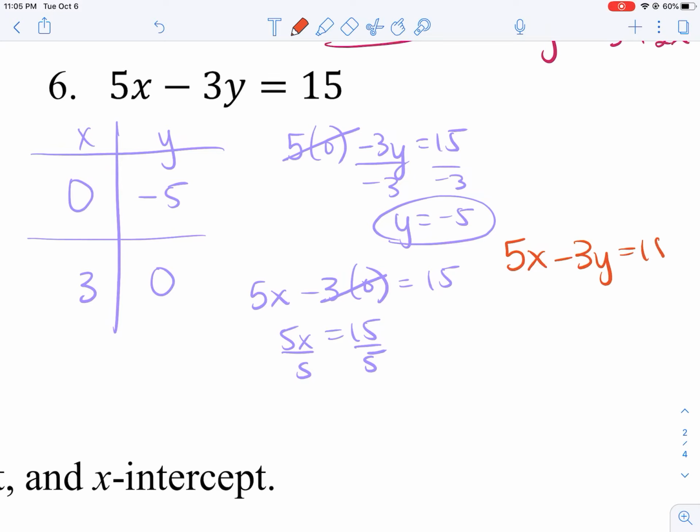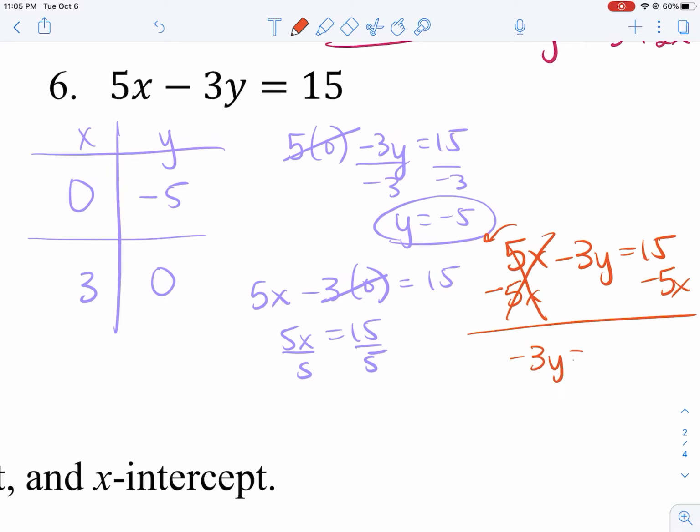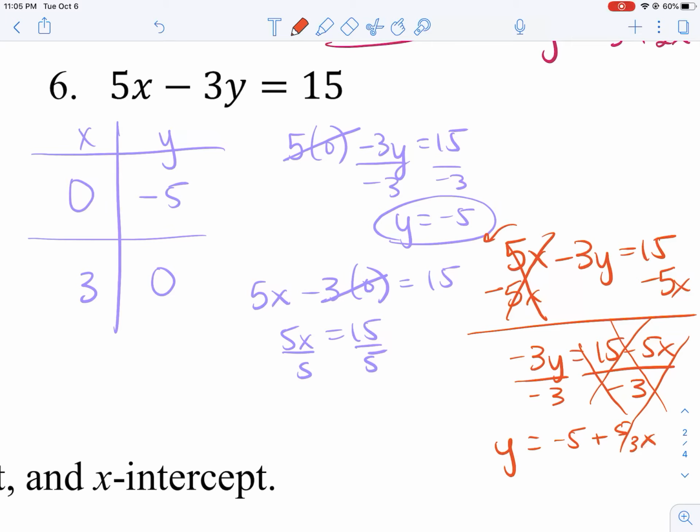So 5x minus 3y equals 15. I want to solve for y. So I'm going to subtract 5x because 5x, if you look in front of it to the left, it's positive. So negative 3y equals 15 minus 5x. Divide everything by negative 3. Y equals, this first side is negative 5. The second side is going to end up being positive 5/3 x. So my slope here is 5/3. Notice that it's positive because they were both negative.